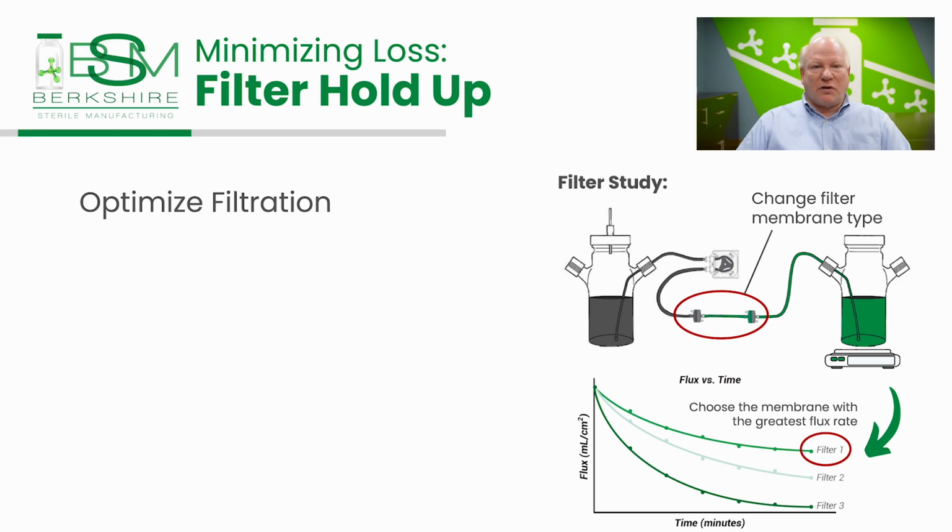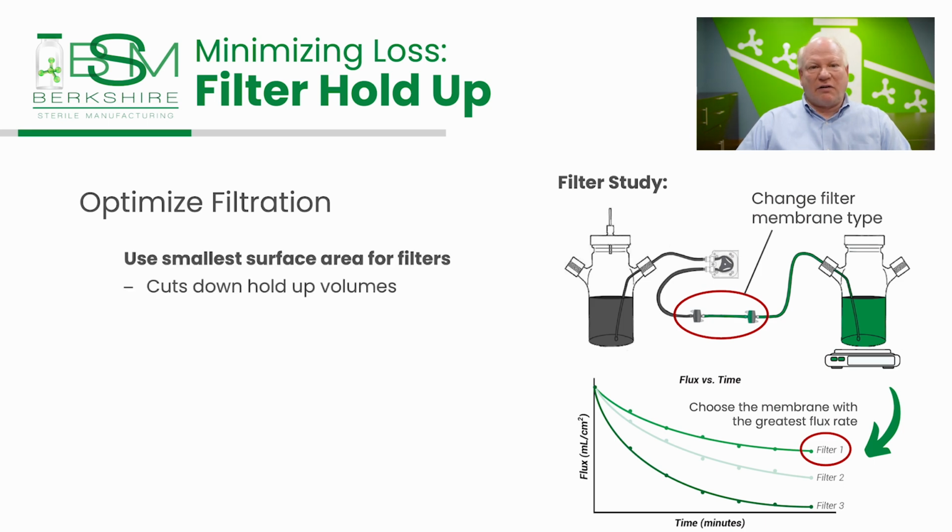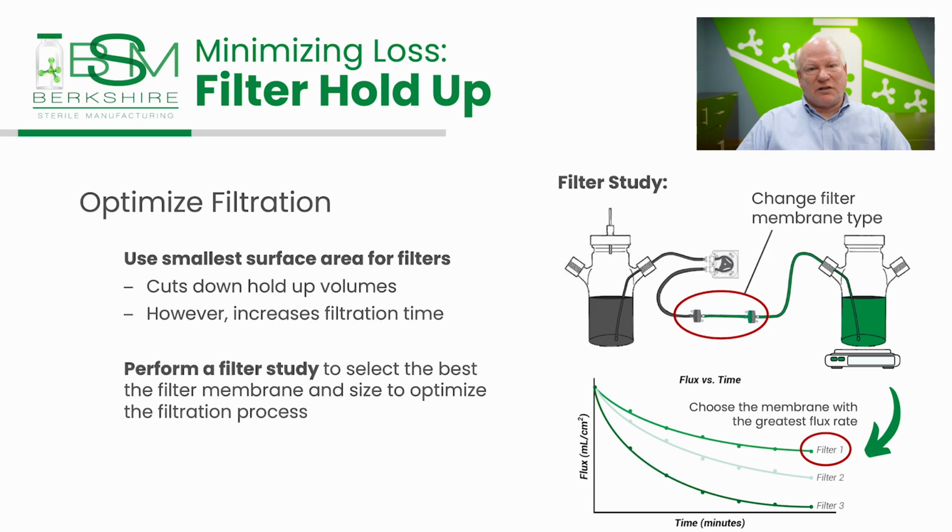With filters, it's important to use the smallest filter surface area possible to cut down on holdup volumes. However, this will increase filtration time, and most filters have a limit to what they can filter. At Berkshire Sterile Manufacturing, we perform filter studies to determine the most suitable filter membrane and size in order to optimize this filtration process. This ensures we strike the right balance between minimizing product loss and maintaining efficient filtration.